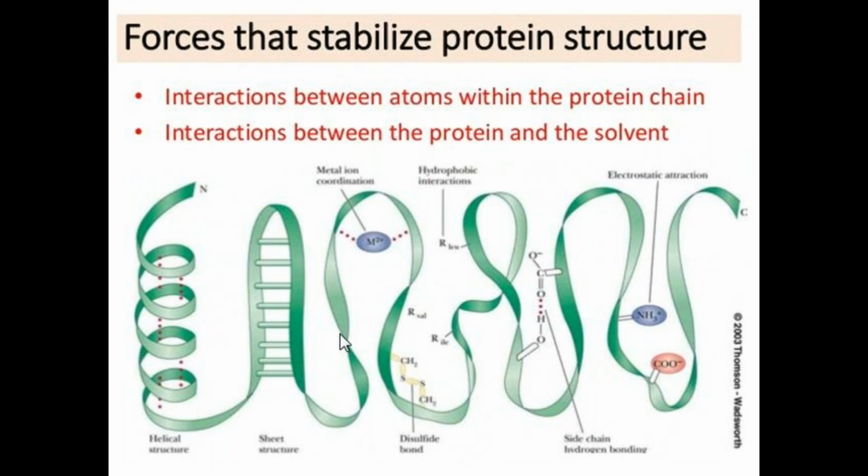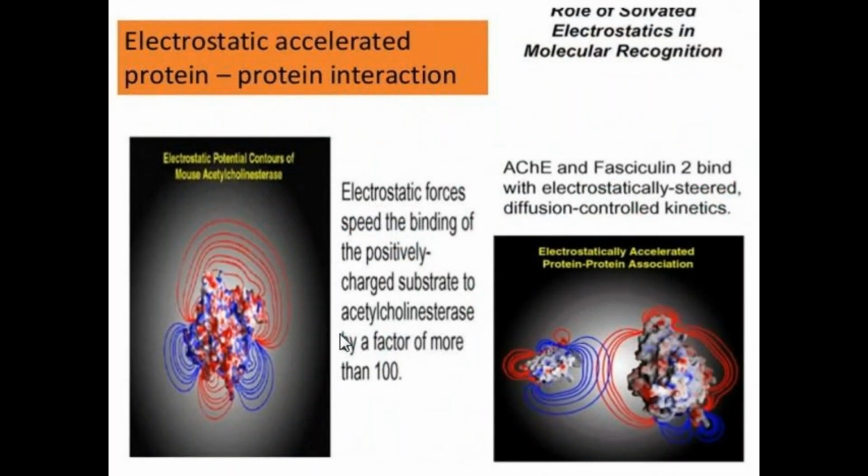In the protein chain there are different atoms. For example, aspartic acid contains a carbon group, oxygen group, hydroxyl group, and also carries a negative charge. These atoms are responsible for maintaining the stability, and also the interactions between the protein and the solvent are mainly responsible for stabilizing the protein structure. Also the ions and metals maintain the stability of protein structure.